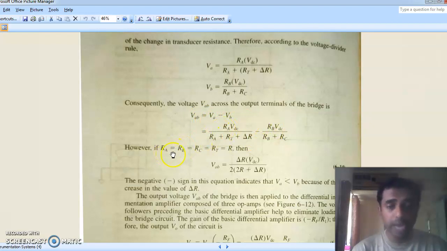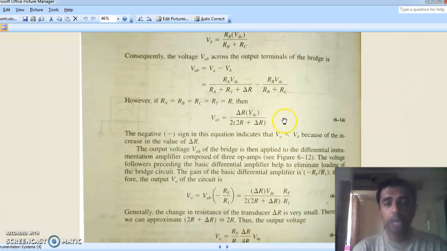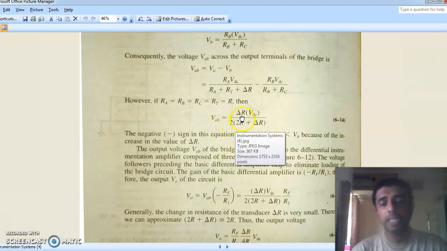If I make RA, RB, RC and RT equal to R, I'll get this. We can see that R is a constant. And one more thing, this 2R is sufficiently greater than delta R, so delta R is negligibly small. So we can neglect that delta R, and we can approximate the output voltage VAB as delta R times VDC divided by 4R.